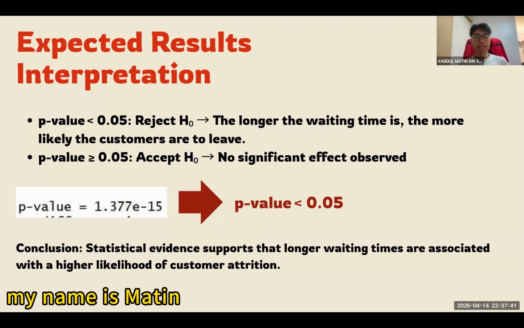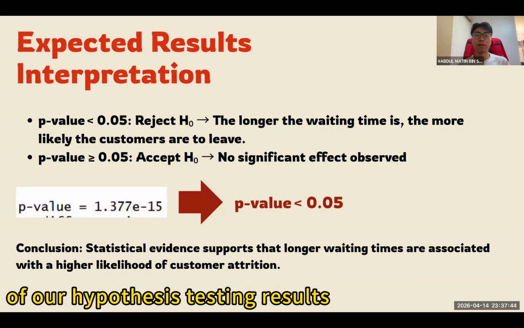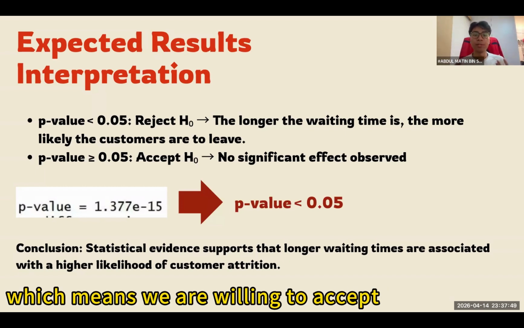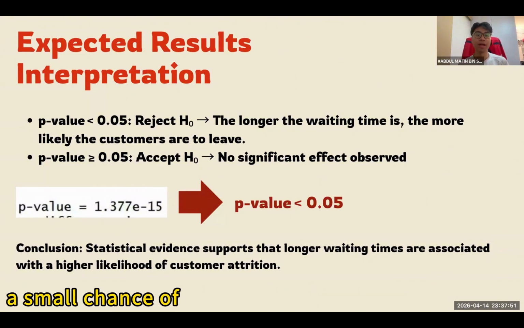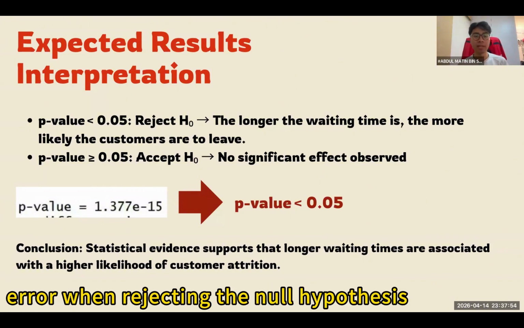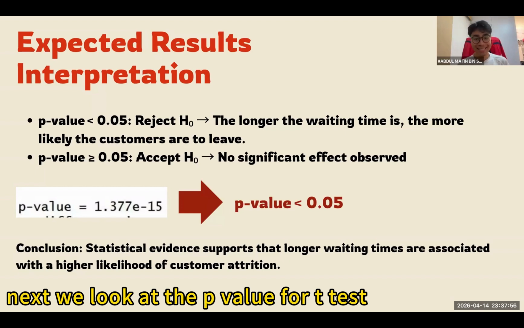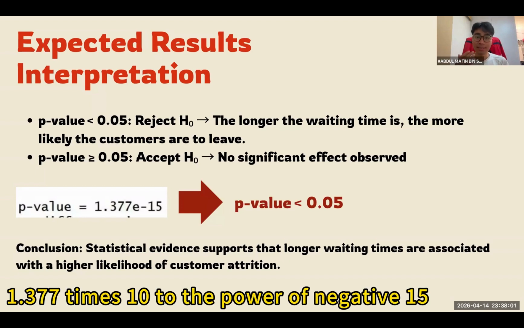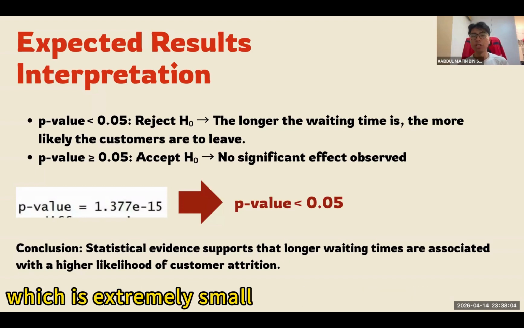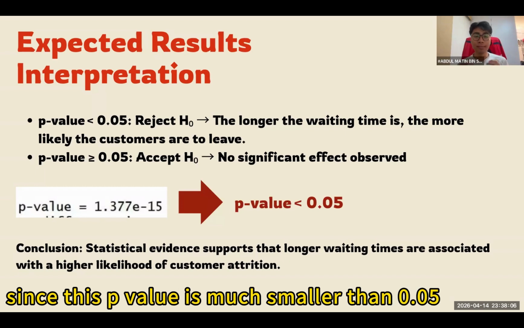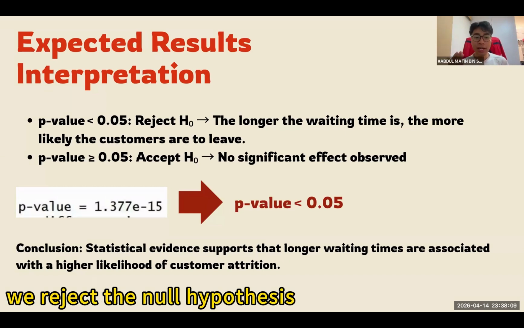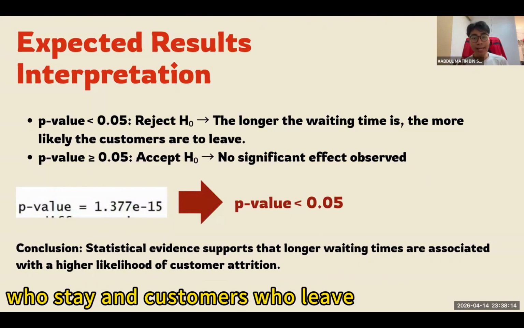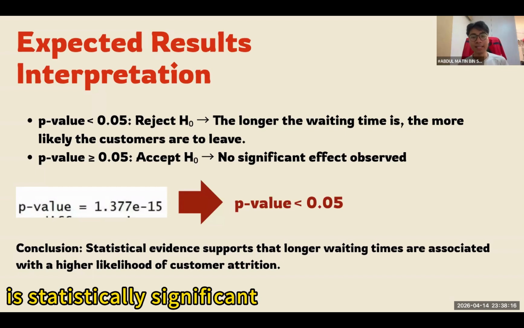Thank you, Annie. My name is Martin, and now I explain the interpretation of our hypothesis testing results. First, we set our significance level at 5%, which means we are willing to accept a small chance of error when rejecting the null hypothesis. Next, we look at the p-value from our t-test. In our case, the p-value is approximately 1.377 times 10 to the power of negative 15, which is extremely small. Since this p-value is much smaller than 0.05, we reject the null hypothesis. This tells us that the difference in waiting time between customers who stay and customers who leave is statistically significant.